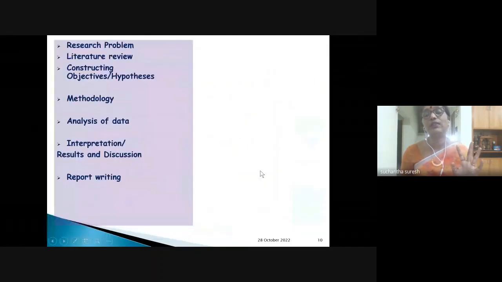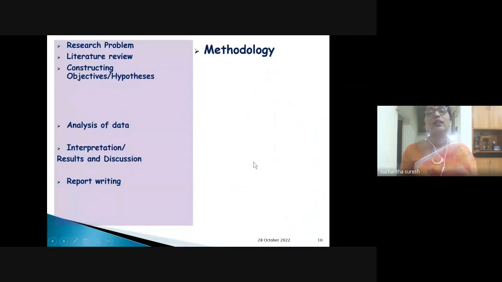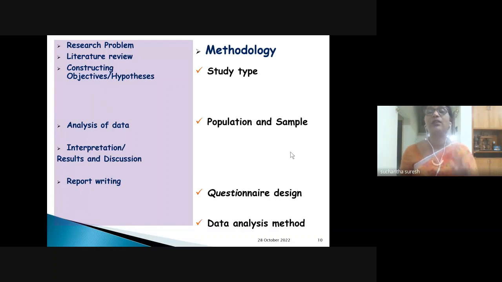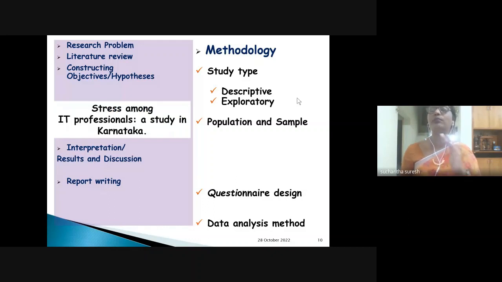So objectives we have, all right. Next comes the methodology. See, this is also very important. Of course, everything is important, but this is also very important in writing a paper. So under this, what components do we have to include? Study type, whether it is descriptive or exploratory in management studies, population and the sample. You have to give properly what is population and what is sample.